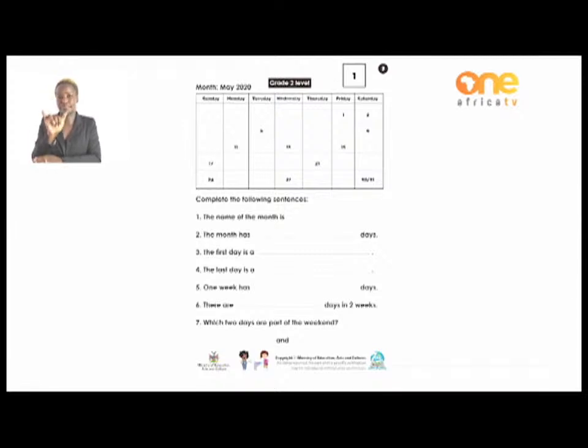The second one will be: the month has days. How many days does the month of May have? Can you help me with that, Landre? The days of the month. Then you look at the number of the dates that we have. What is the last number there? 31. 31, eh? That's correct. It's 31 days. So for the rest of the worksheet, 3, 4, 5, 6, and 7, I would like for you to complete that at home. And remember to have a calendar with you to help you.